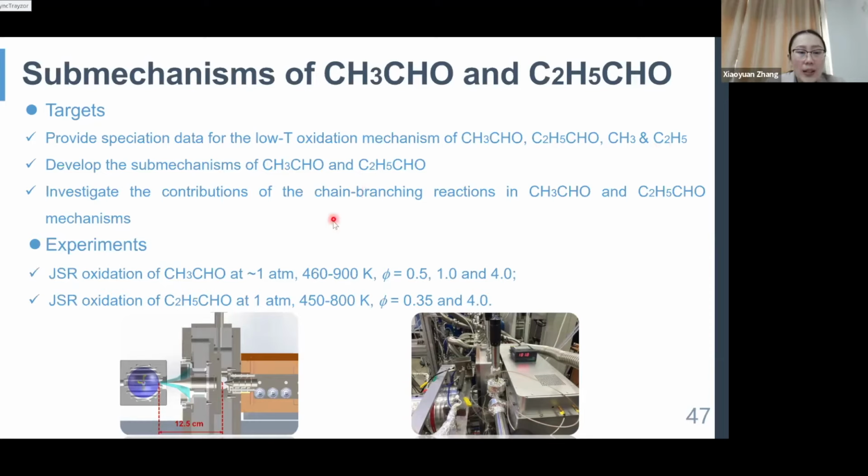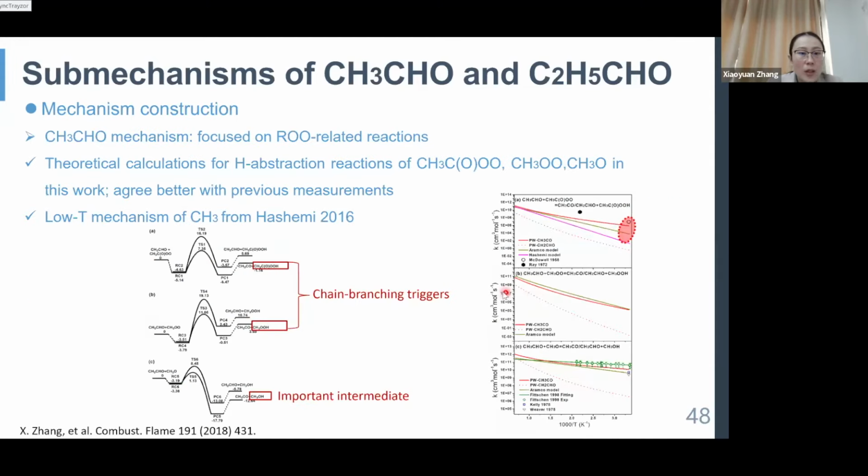The diagnostic methods are synchrotron-based VUV photoionization mass spectrometry. Equivalence ratio conditions cover both fuel-lean and fuel-rich conditions. For model development, since there are large uncertainties in RO2-related reactions in this work, we computed the H abstraction reactions related to RO2 reactions.